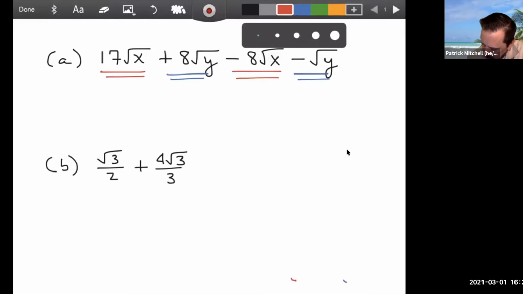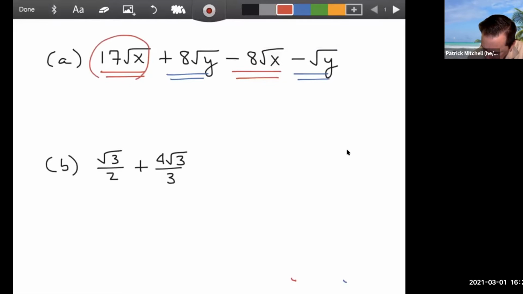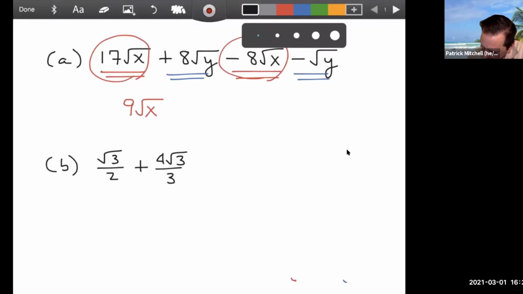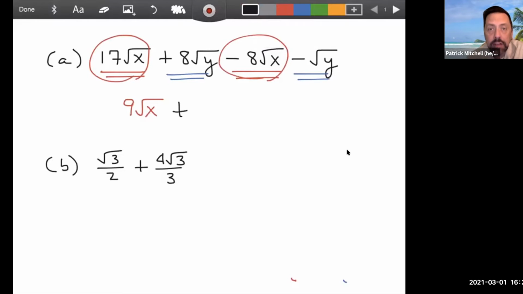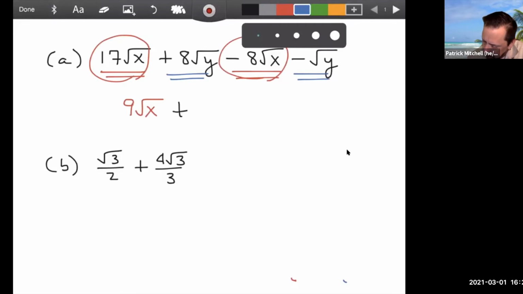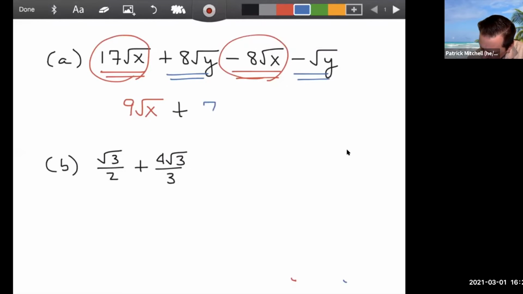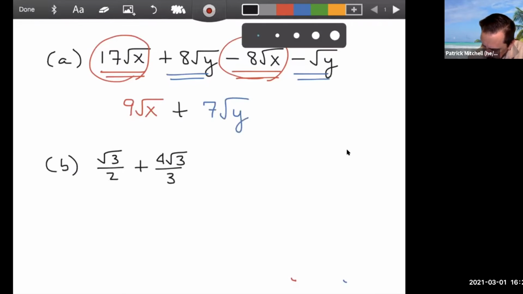So when I combine these two, remember you just do the operation on the coefficients. So that's going to give me 9 square root of x. And then 8 square root of y minus square root of y. Think of that as 8 square root of y minus 1 square root of y. That's going to give me 7 square root of y. Pretty easy, right? All right, that's the end of that one.